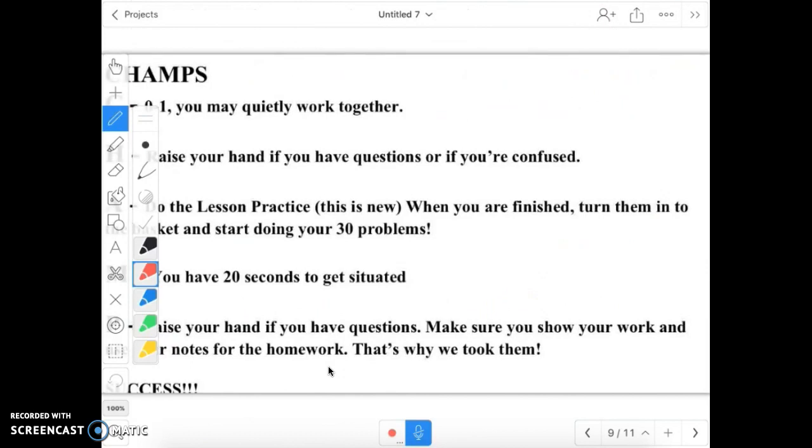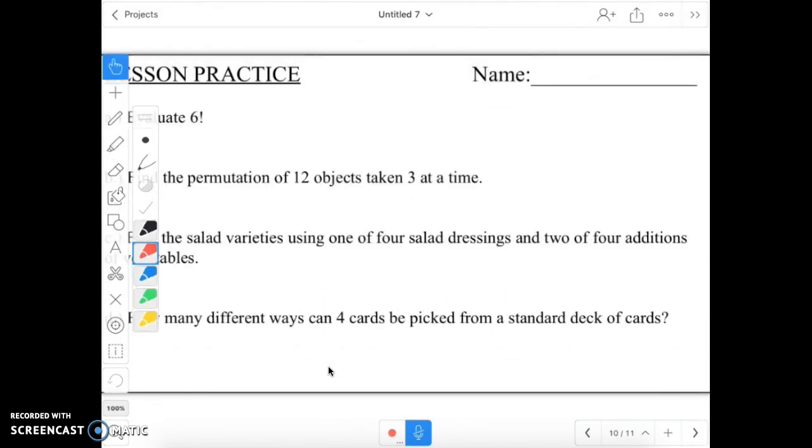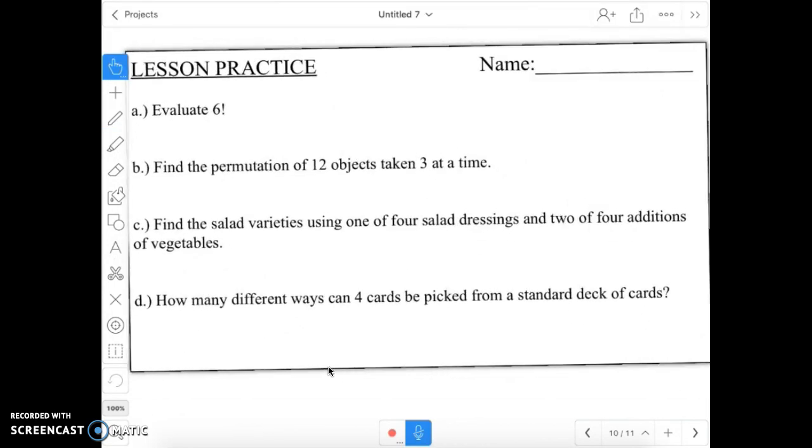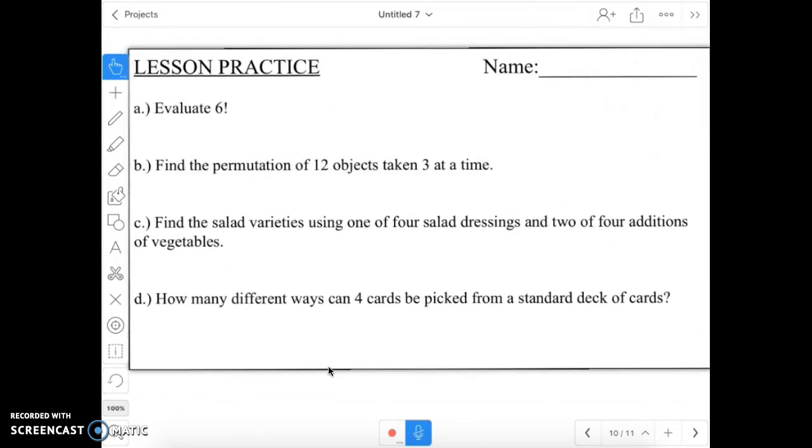I almost finished up here. Oh, we are finished up. Here is your lesson practice if you are gone. You can write this on a separate sheet of paper and then get that turned in. Give you a second to pause it and get those written down.